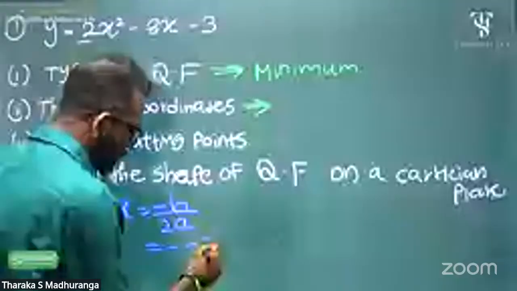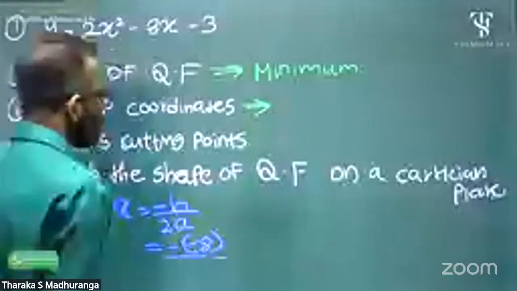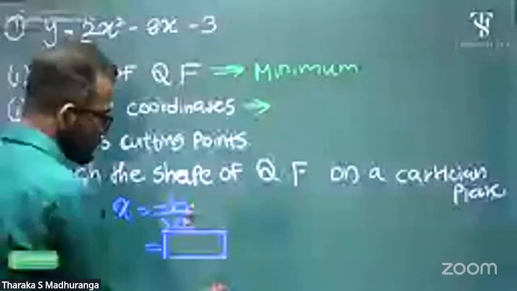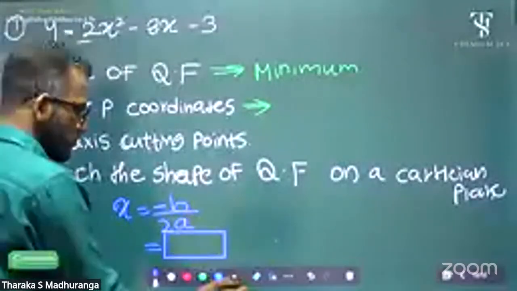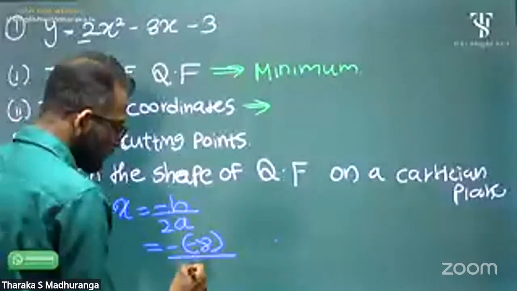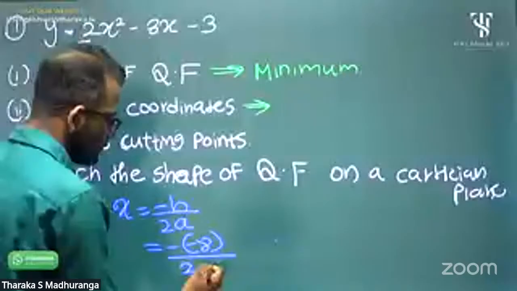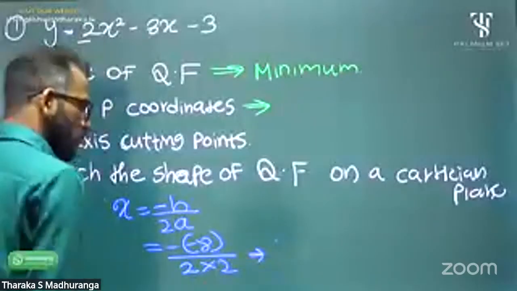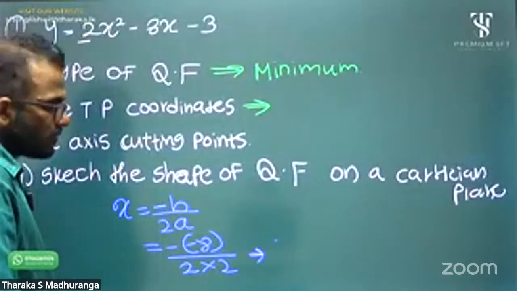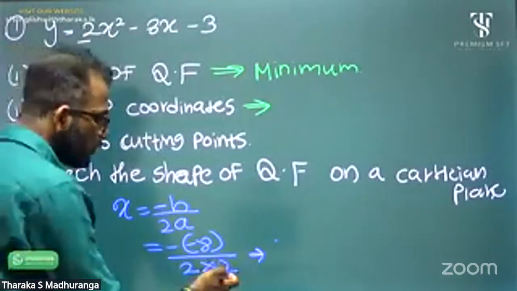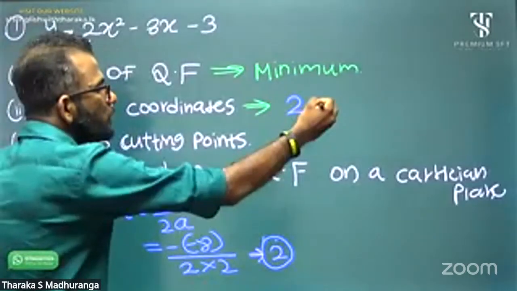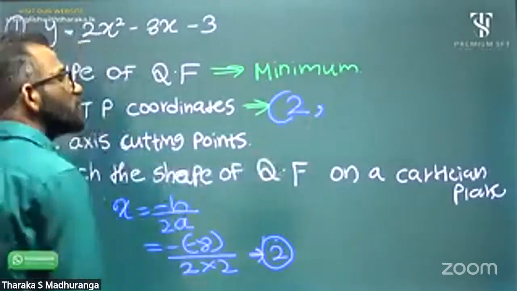It is minus minus 8 over 2a. 2 into 2 means 4. Okay, minus minus 8, 8 plus 8 over 4, 2. The x coordinate is 2.